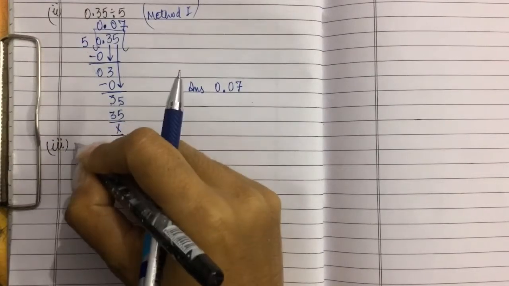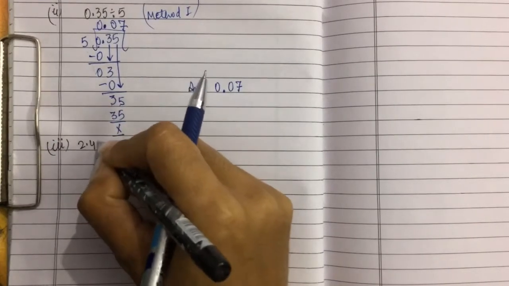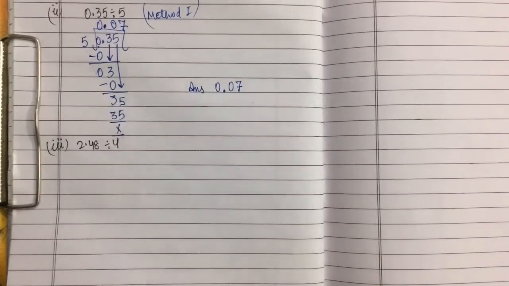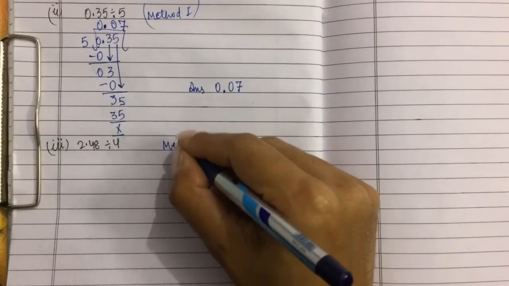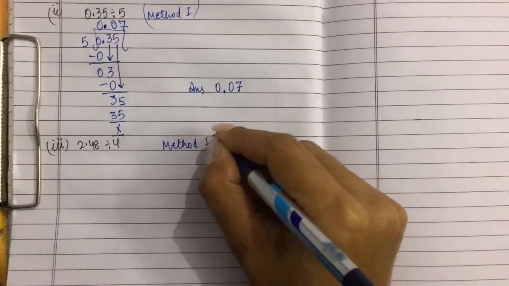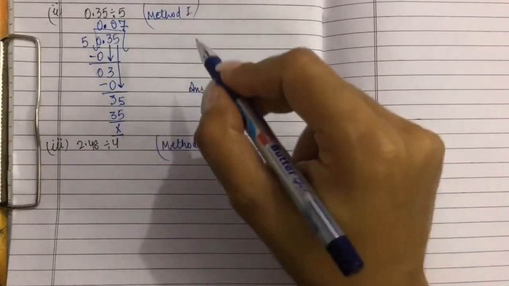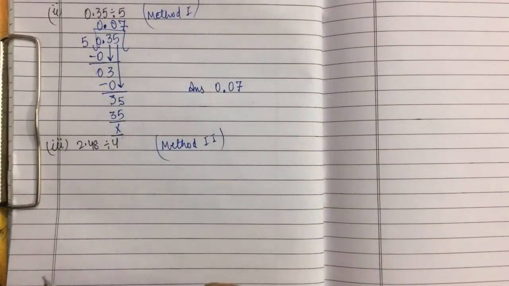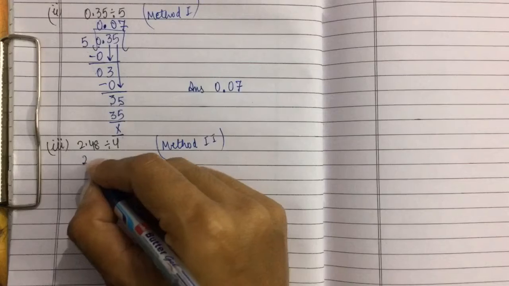Third part, we have 2.48 divided by 4. Let's do this with the second method where we change our values to fractions. In exam, you don't have to indicate which method you are using. You can do any of the methods.